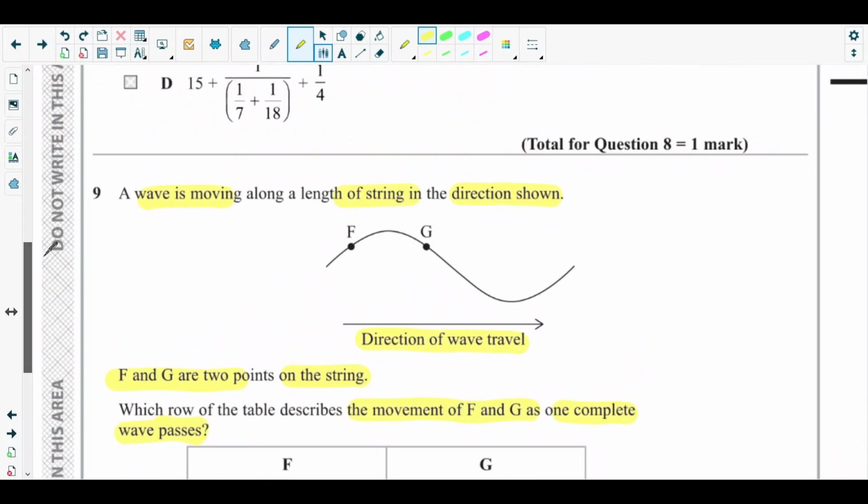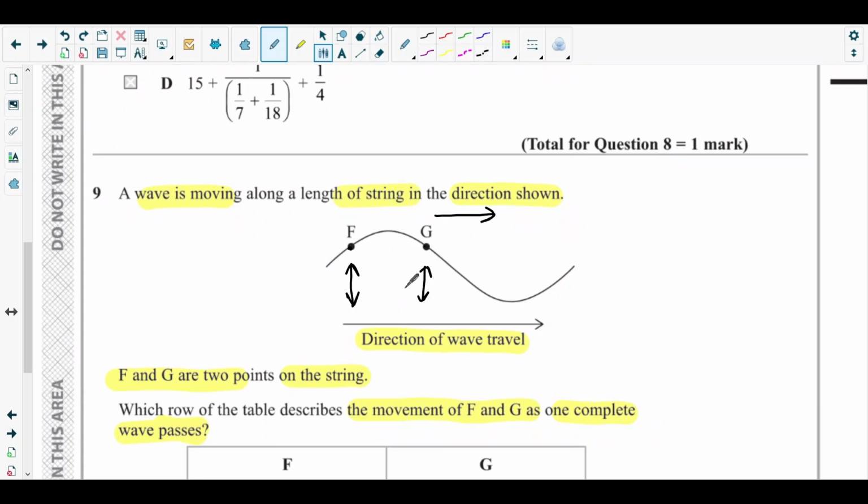Look, we know that a wave is a way of transferring energy through a medium where the particles of the medium oscillate about their position but are not displaced permanently. That means these points F and G will not be moving along the direction of wave travel, right? They will remain at their position, but they will just oscillate about their position. That means they will either move up or down.